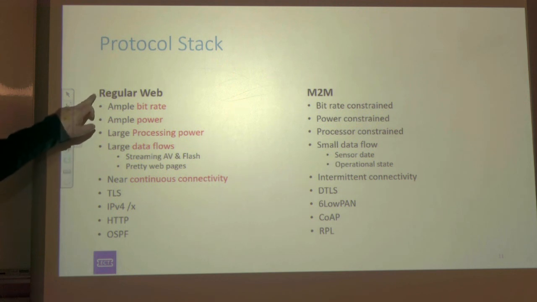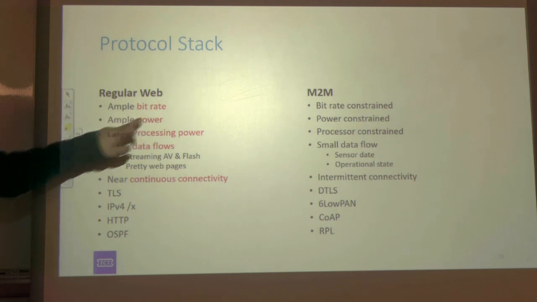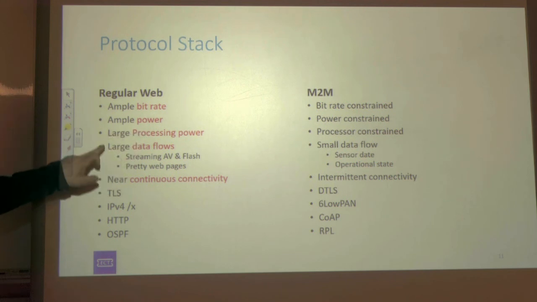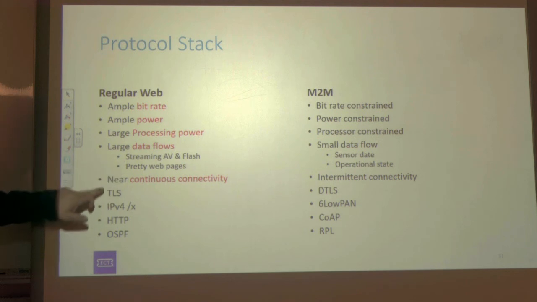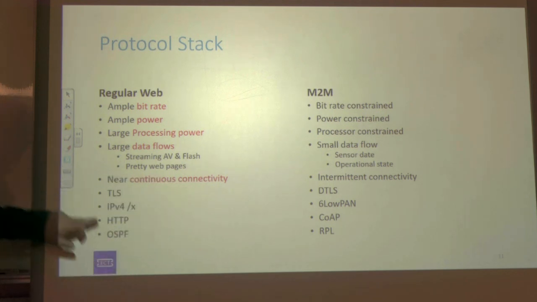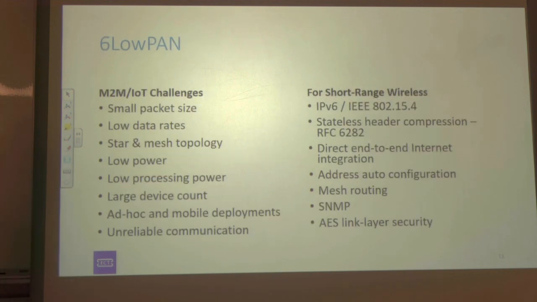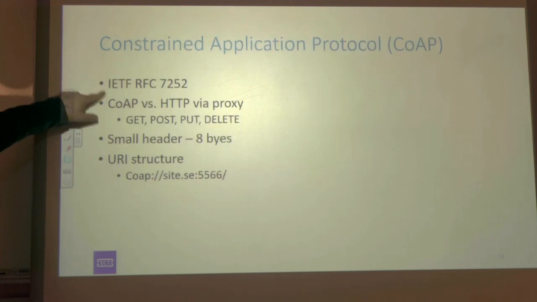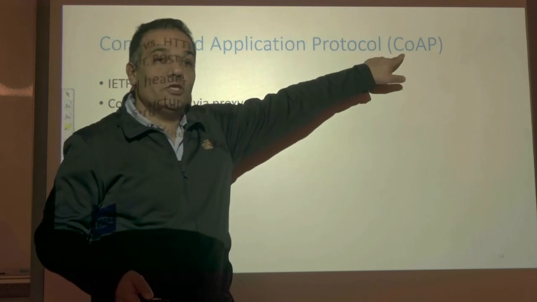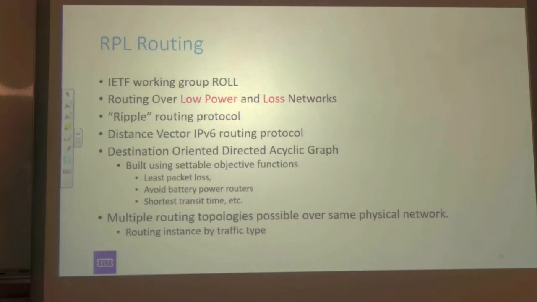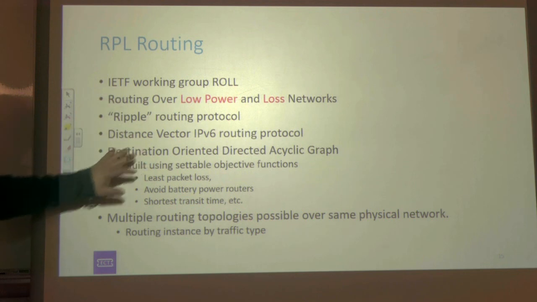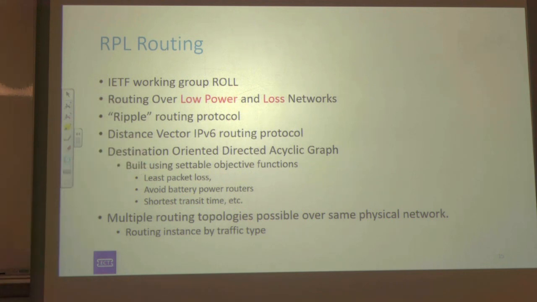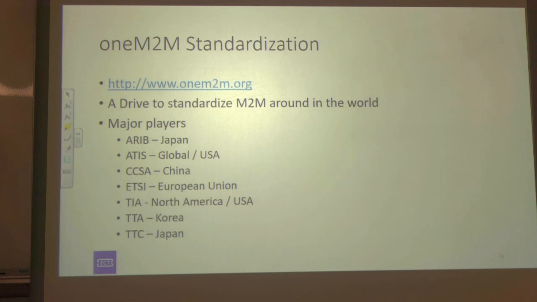The regular web has ample bit rate, this does not. It has ample power, this does not. Large processing power, it does not have it. Large data flows, it does not have it. Near continuous connectivity, so you have TLS, we spoke about this last week, I didn't have to cover this. So we're going to have a full lecture about the 6LoWPAN protocol. We'll talk about replacing HTTP with CoAP, all right? We'll talk about RPL and the routing protocol. Remember the routing in the sensors? This is also a protocol, the RPL protocol.